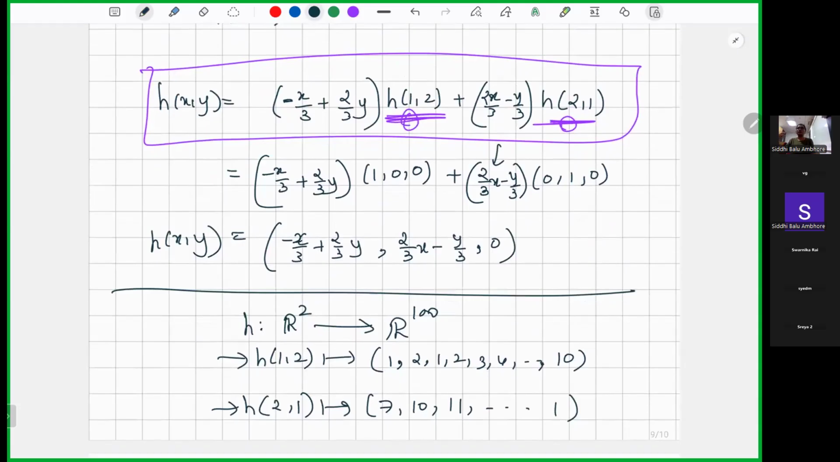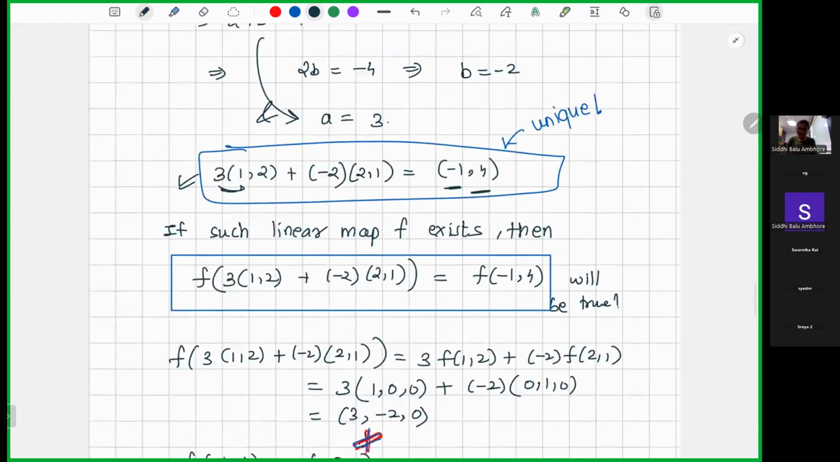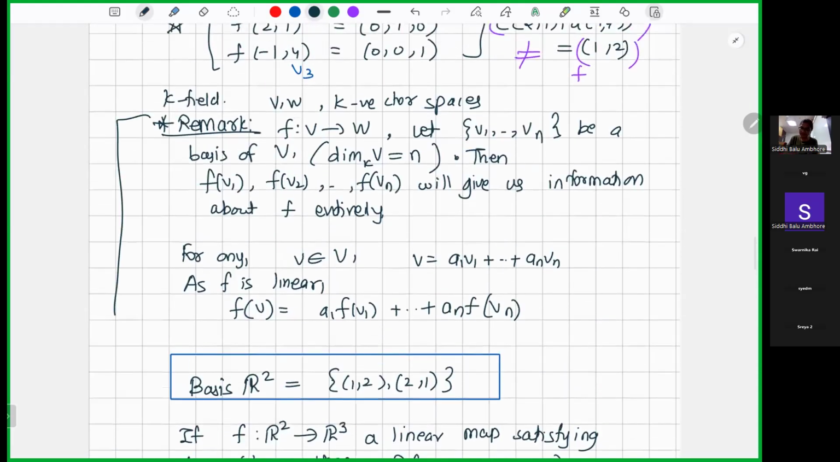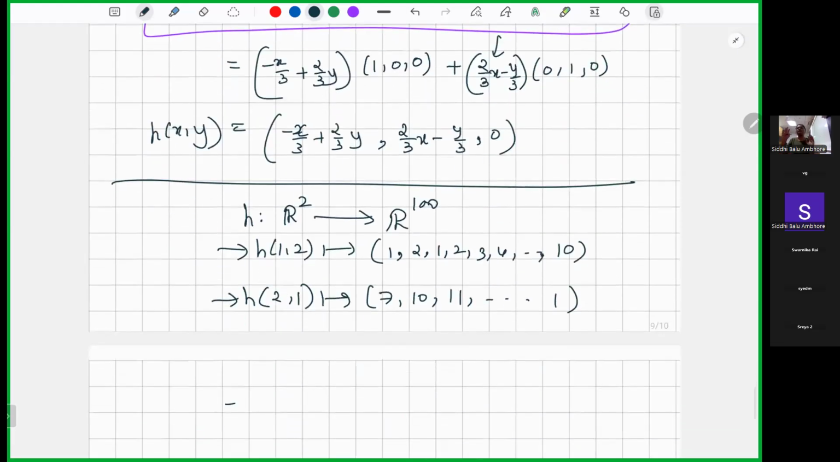That's what I said here, which was completely vague at that point. I don't remember, yeah, this remark which I was trying to say: the moment I have information of f on the basis, I will have the information of f on any given point. That's what we are doing here. I know the basis of R2, which is 1 comma 2 and 2 comma 1. The moment I fix the values for these two, my h is fixed.